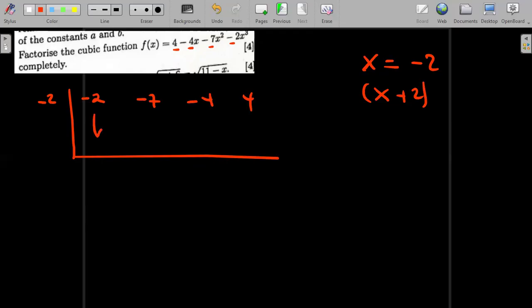So I drop the negative 2 here. Negative 2 multiplied by this negative 2 here, I just get a positive 4. I can add here negative 7 and 4, I get negative 3.